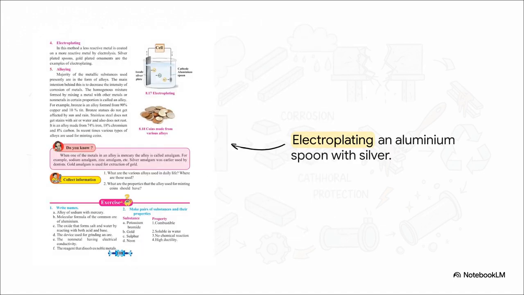We can also use electricity to coat a highly reactive metal with a less reactive one. This beautiful process is called electroplating. As you can clearly see in this diagram, we are taking an everyday aluminum spoon and plating it with a very thin layer of precious silver. It protects the spoon and, of course, gives it a magnificent shine.